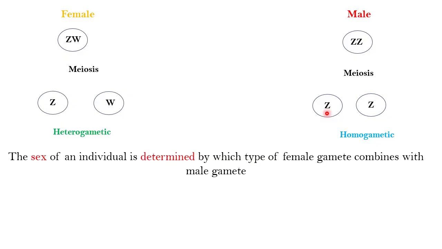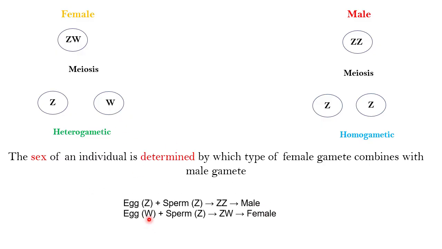What this means is that the sex of the individual is going to be determined by which type of the female gamete combines with the male gamete. Again, this is going to be the opposite of the XX and the XY system. For example, if the egg, the gamete from the female containing the Z chromosome, combines with the Z chromosome from the male, from the sperm, you are going to get a male offspring. Conversely, if the egg is going to provide the W, again, the sperm can only provide the Z. When they combine with each other, you are going to have ZW, which of course is, you can say, a female one.